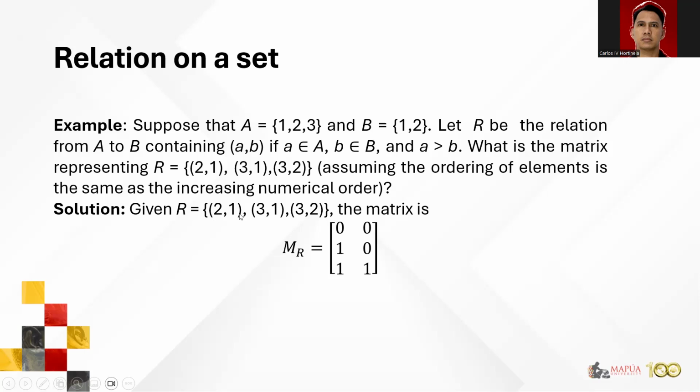So since we have 2, comma 1 in our relation set, therefore there is a value of 1 located on the second row, first column. There is a value of 1 located on the third row, first column. There is a value of 1 located on the third row, second column on your matrix. Then the rest are zeros. Follow?